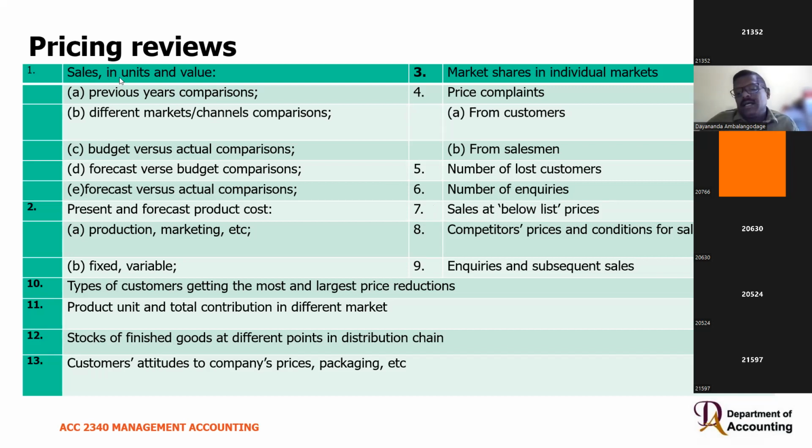you may compare your sales in units and values with previous years. So this year's sales, previous year's sales. Or you may have different markets, then you can compare different market sales. For example, you may have physical sales and online sales. You can compare last year's online sales with this year's online sales, and last year's physical sales, where physical means customers come to showrooms and take items. Online means the e-commerce store.